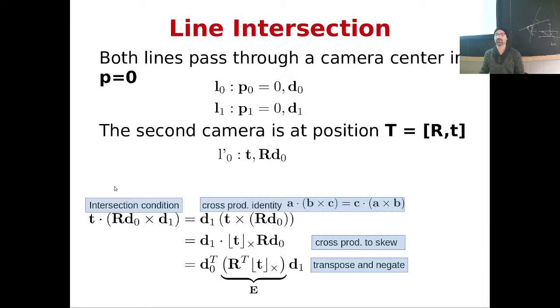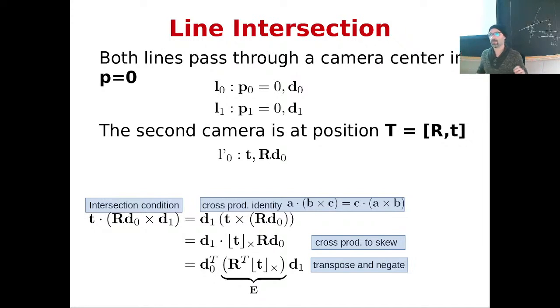Okay? Just do a query replace of these values into this expression, and you will obtain that the intersection condition expresses this cross product equal to 0. Now, bear in mind that sometimes for my own convenience I might decide to put a minus in front or to negate the expression. Anyway, 0 has to be 0 even if I invert the sign. Okay? Now, I've written the intersection condition for two lines, assuming that these two lines pass through camera centers and that one camera is rotated and translated by R and T with respect to the first.